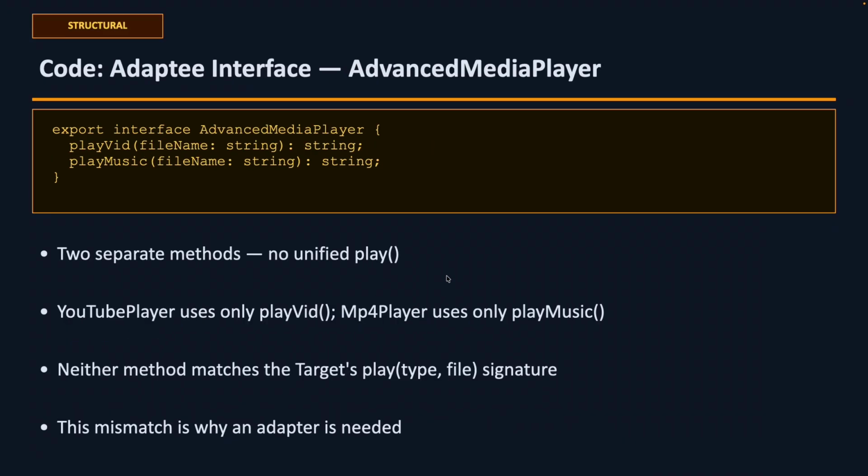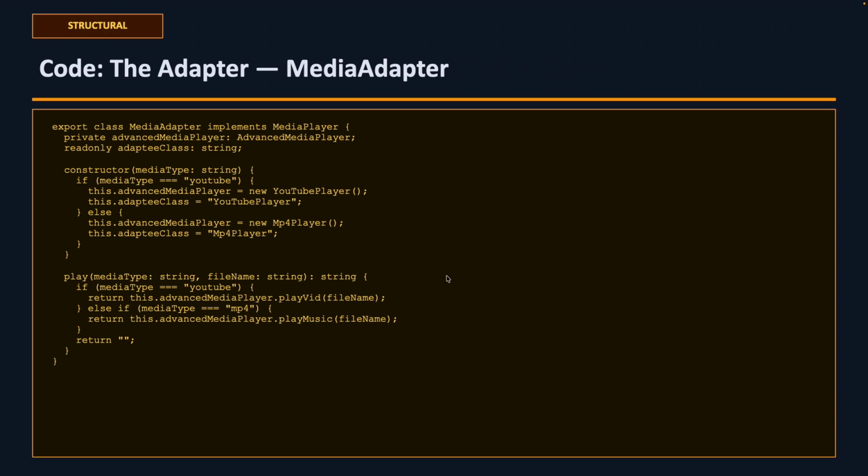Here we have the advanced media player class, the incompatible interface that already exists out there. There's no play method, different method names, different shapes, different API design philosophies. These two interfaces cannot talk to each other directly. Someone needs to translate between them, and that someone is the adapter. This is where the magic happens.